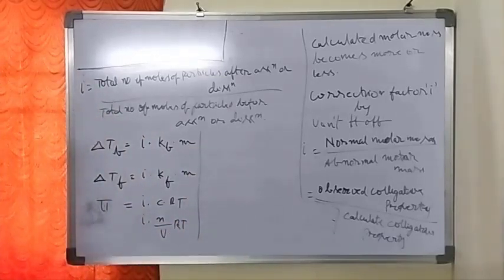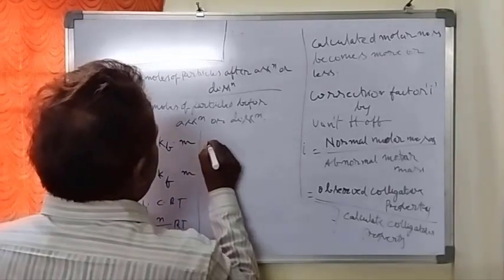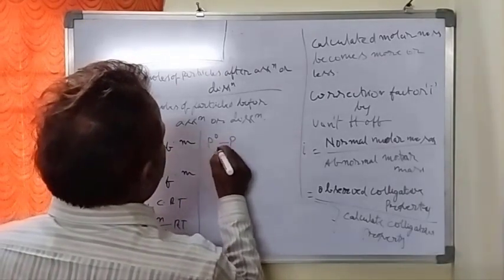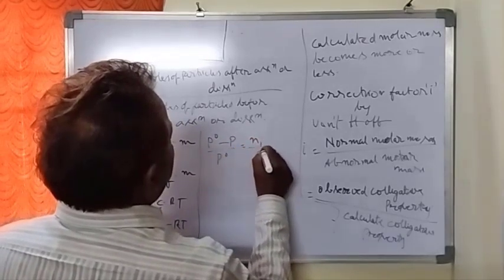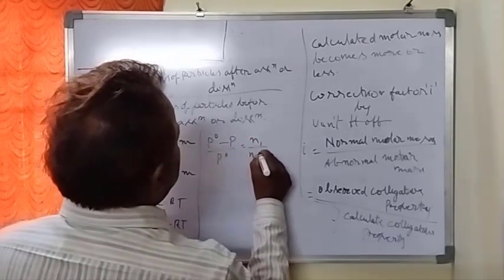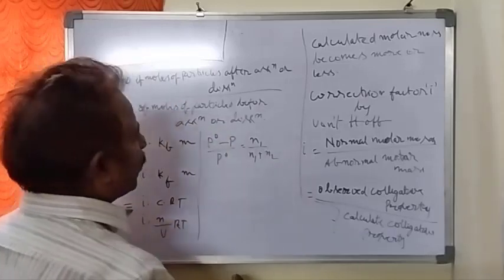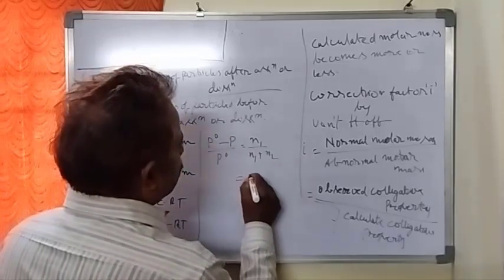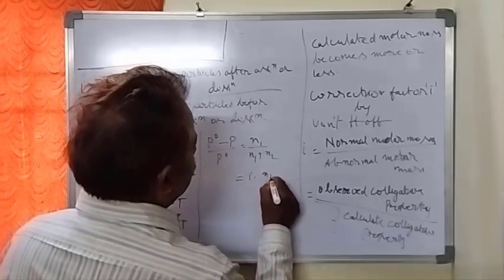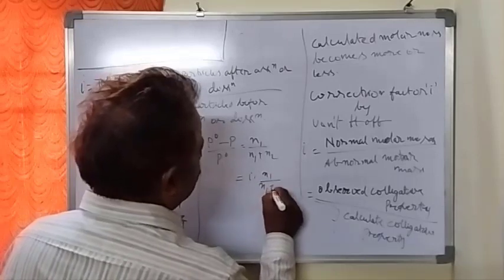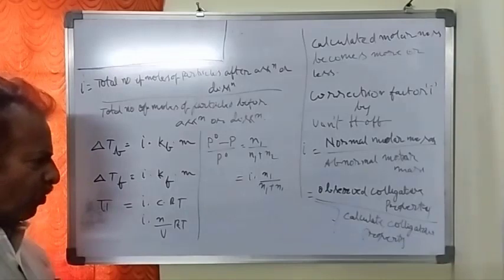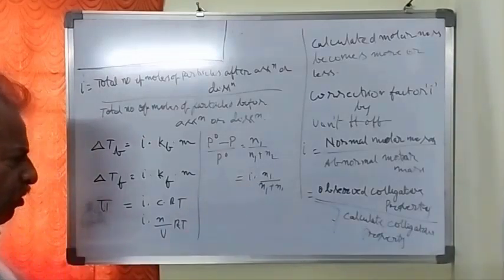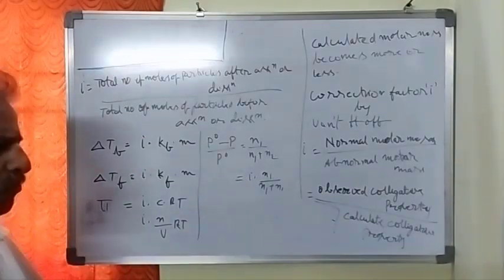Similarly, relative lowering of vapor pressure, P0 minus P by P0 equals n1 by n1 plus n2. This is equal to i into n1 by n1 plus n2. n1 is the number of moles of solute. n2 is the number of moles of solvent.